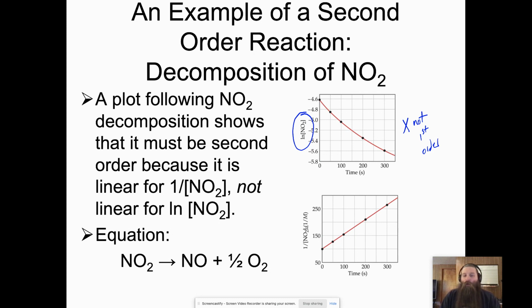Instead, when I do 1 over the concentration, so I take the inverse of the concentration and I plot it against time, I get a straight line. So we check the box, right? So that's a linear plot at 1 over the concentration of A. When I did that, that's what gave me my second order. And so there we go.